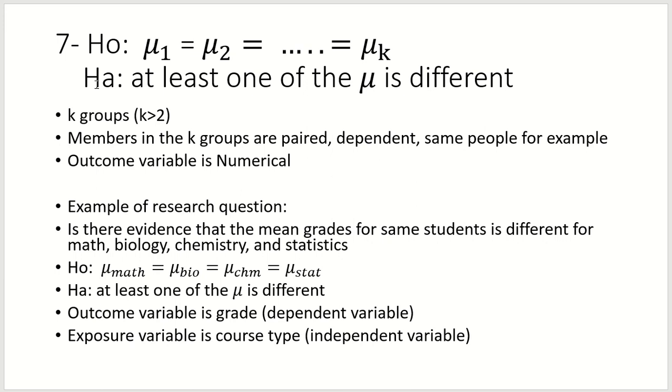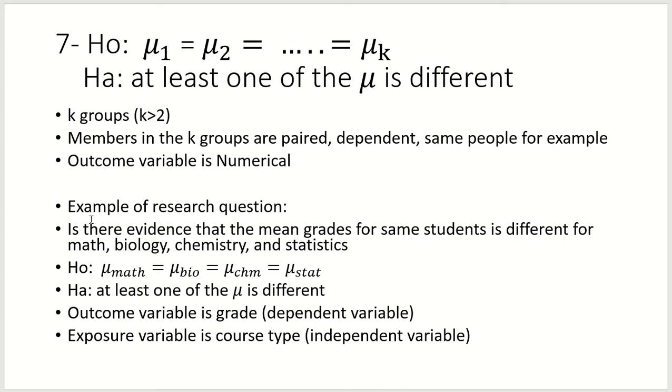And therefore, the way to cover all the other possibilities is to say at least one of the mu's is different from the other. Because all of the mu's could be the same except for the first one. And you would be rejecting the null hypothesis. So how many groups do we have? We have k groups, as long as k is greater than 2. Members in the k groups are paired. They're dependent. They're the same people. And the outcome variable is numerical.